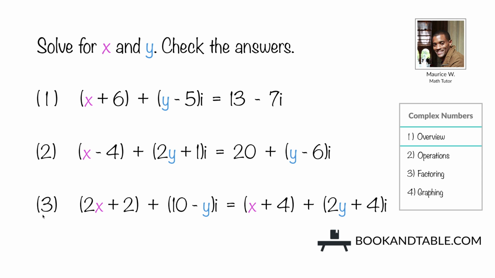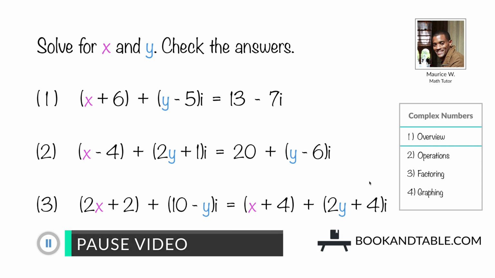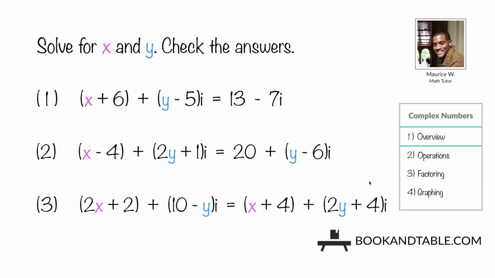And question number 3. 2x plus 2 plus 10 minus yi is equal to x plus 4 plus 2y plus 4i. Pause the video, answer these questions, and then press play when you are ready to begin.